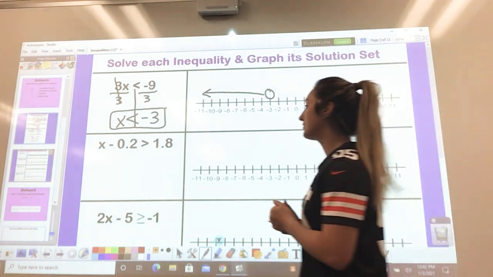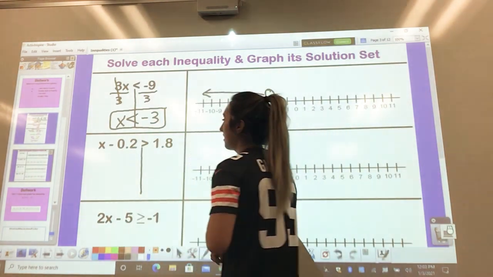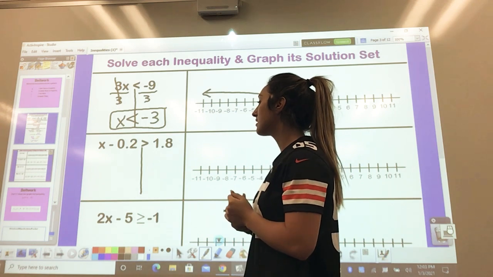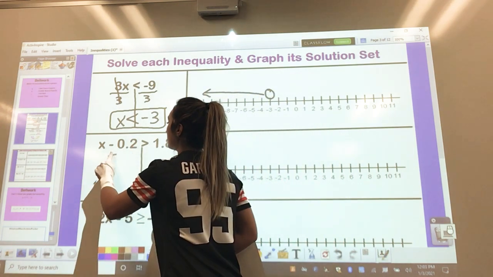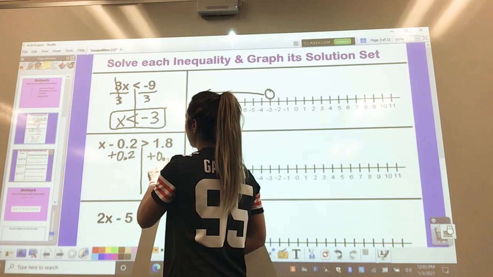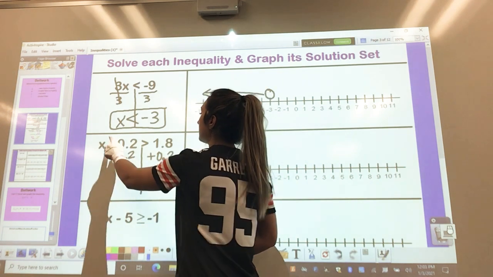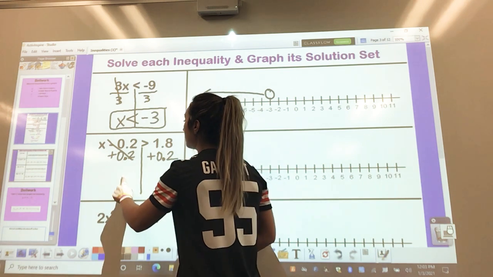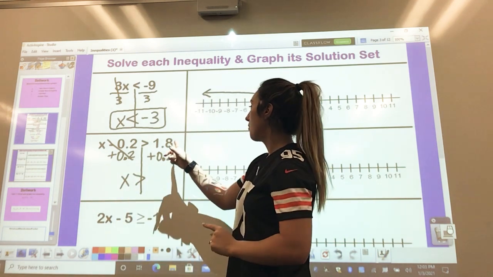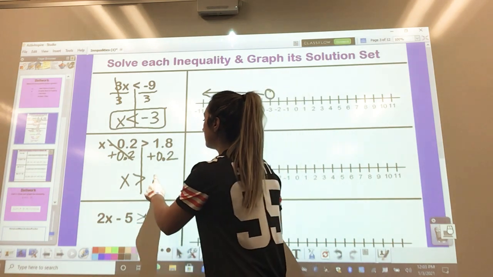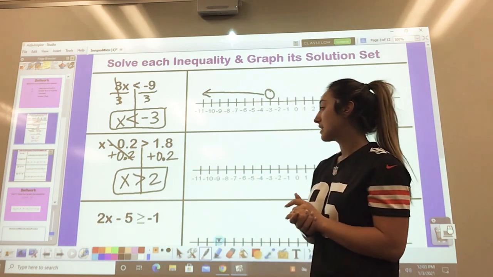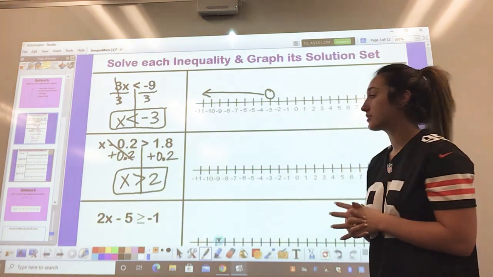All right, going on to the next one. We have x minus 0.2 is greater than 1.8. So to get rid of this minus 0.2, I want to add 0.2 on both sides. The minus and the plus 0.2 cancel out, leaving me with just x. The greater than symbol, 1.8 plus 0.2 is just 2. So x is greater than 2 is our answer.